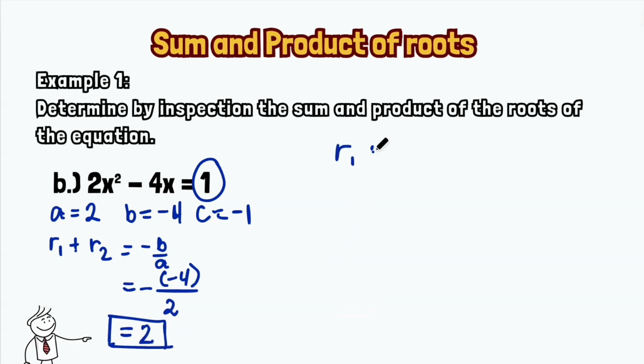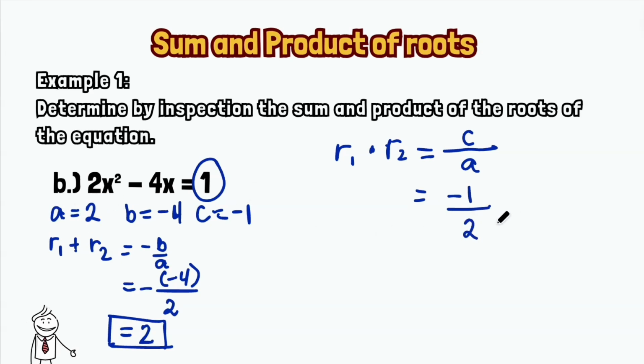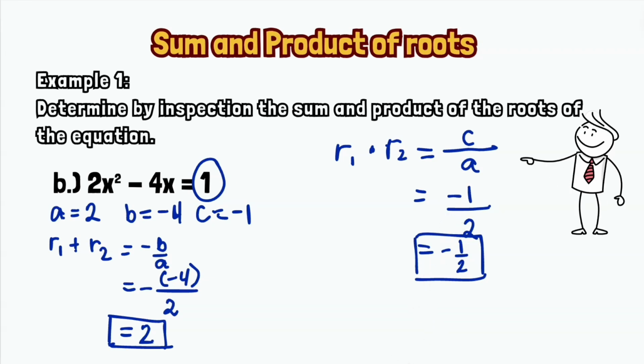Now, the product of the two roots would be like this. We have C over A. So, our C here is negative 1 over A, that is positive 2. Then, our final output would be negative 1/2. So, the product would be negative 1/2. So, you can think of two numbers, no? Two roots na kapag pinag-add ay positive 2. Kapag pinag-multiply ay negative 1/2.